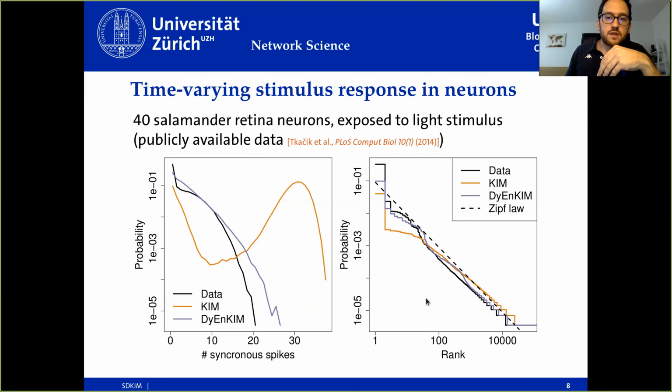On the right side, you see a similar statistic, which is the rank plot, the Zipf plot of the data, and it's well known that when you have a driven system, the frequency with which patterns present themselves within the data is inversely proportional to the rank. And you see that the data in black follows the Zipf law pretty nicely, whereas if you take the static KIM without time-varying parameters, it fails at reproducing this distribution for the most frequent configurations, whereas the dynamic endogeneity kinetic Ising model is way more accurate in the replication of the statistic.